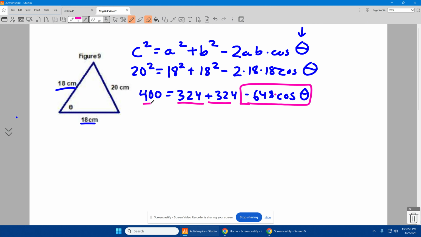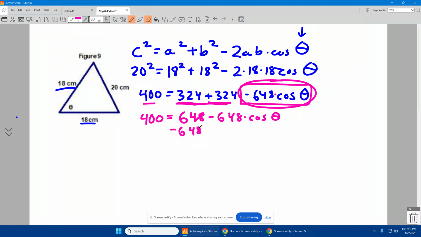So you have a number with 400, a number here, a number here. This is not a number. That is just a variable bit, as I like to say. So we have 400 is equal to 324 plus 324, which is 648, minus 648 times cosine of theta. I need to move this number, 648, to the other side with the 400. That gives me negative 248 is equal to negative 648 times cosine of theta.